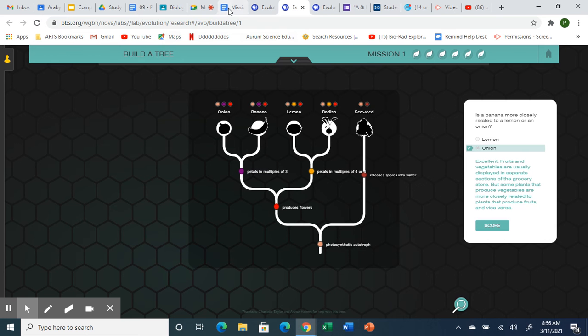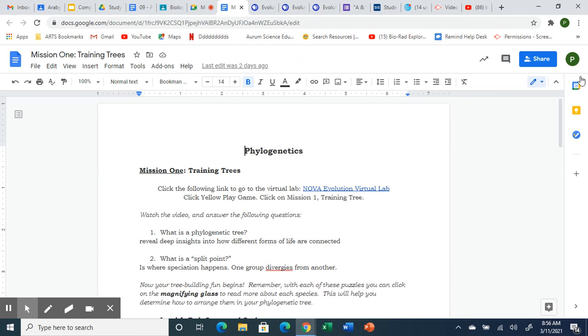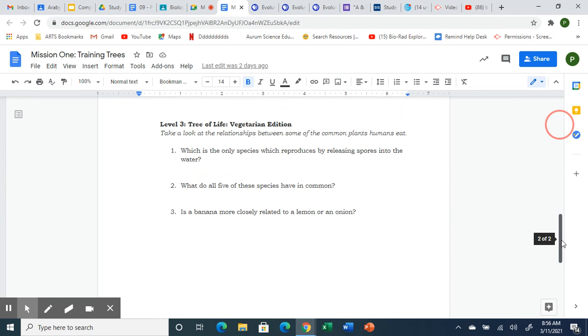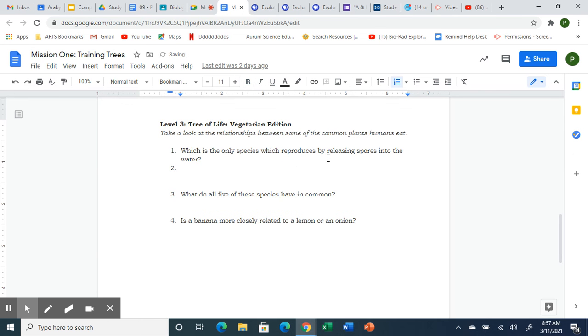All right. So let's look at our questions. Back to our questions. Level 3. Which is the only species which reproduces with spores? Well, we know that is the seaweed. What do all 5 of these species have in common? I think they're plants. Photosynthesis. And the answer is onion.